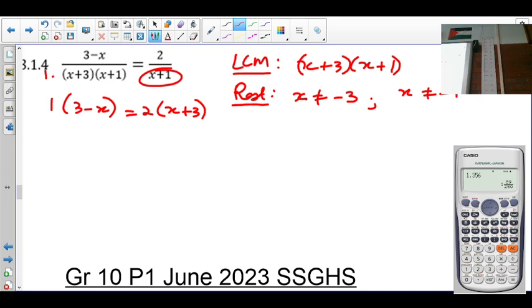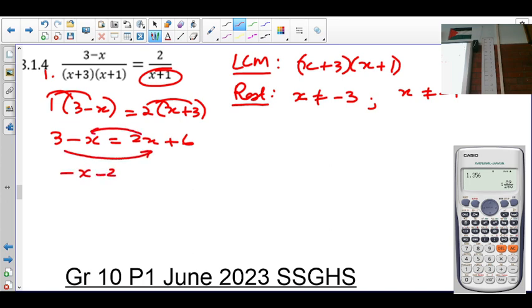Okay. So now what we do is solve for x. Get rid of the brackets. So it's going to be 3 minus x is equal to 2x plus 6. Okay, x's one side, numbers the other side. So minus x minus 2x is equal to 6 minus 3. 6 minus 3 is 3. Minus 3x, divided by negative 3 both sides. Therefore, x is equal to negative 1.